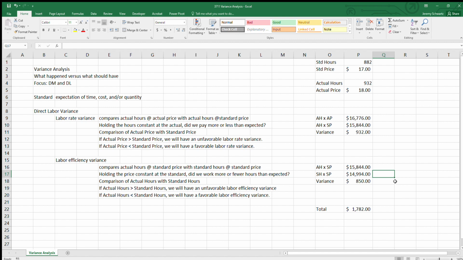Notice that it's an $850 difference. In terms of the variances, they both have a positive value here, which means that they were more expensive. But why did it take more time to produce the output than we had anticipated?